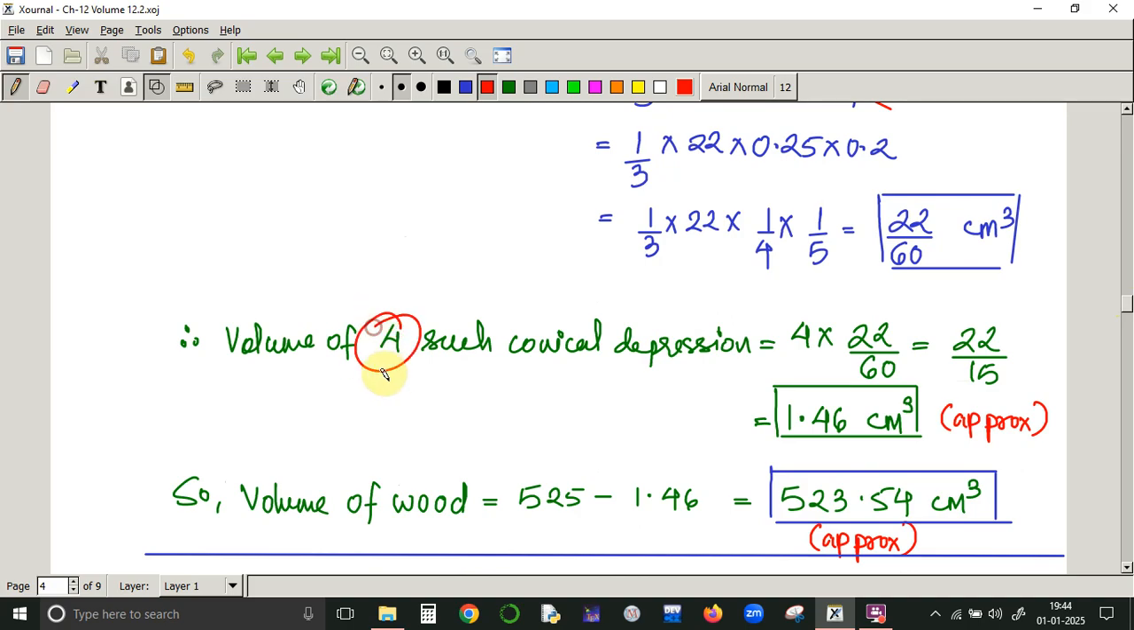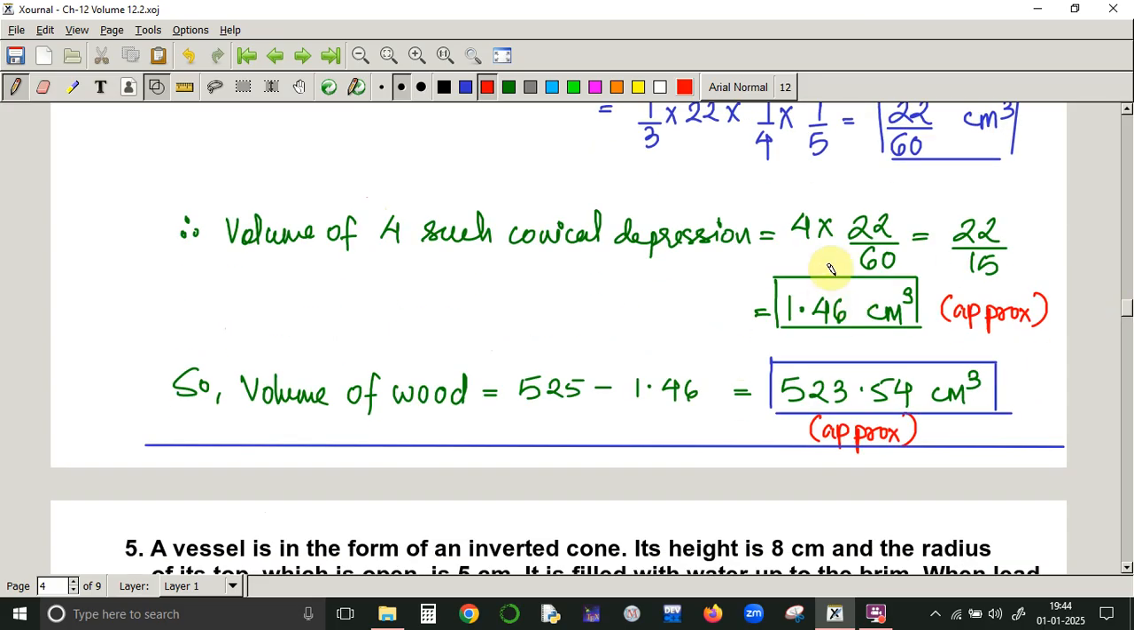We have to multiply this by 4, because there are 4 conical depressions. So multiply this by 4, you will get 22 by 15, that is approximately 1.476. So you have to get this value by dividing this. Do your own calculations to get these values. So let's stick to the idea: total volume of the cuboid minus the volume of 4 conical depressions. This is the answer.